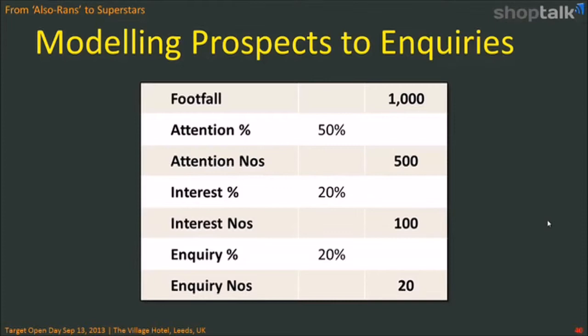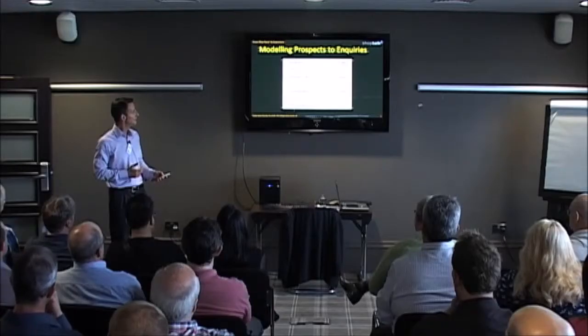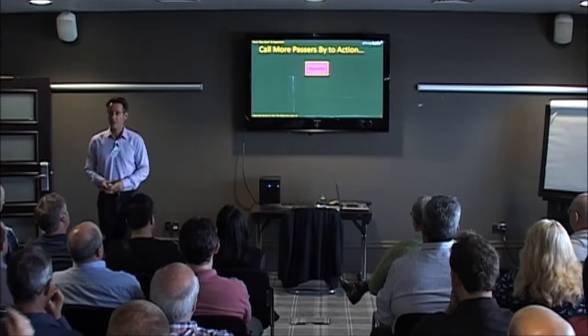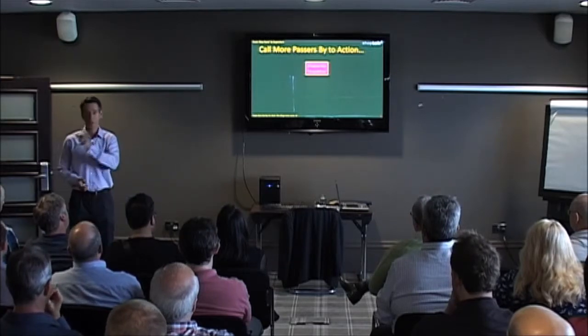So just thinking about attention, interest, and inquiry, which are really important stages of bringing people in, you can see how that 1,000 people drops off to just 20. And then, of course, you've actually got to convert them, which you're pretty confident with, but it still won't be 100%, but that's a different issue. We're into sales skills then. Now, thinking about that breakdown of marginal gains.